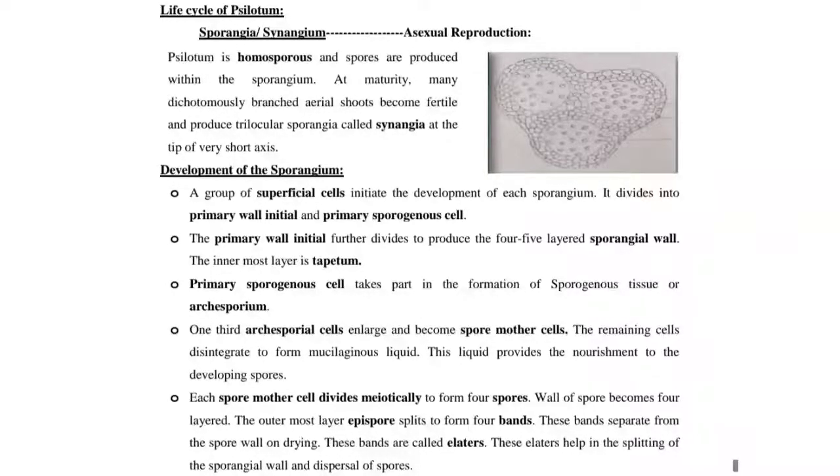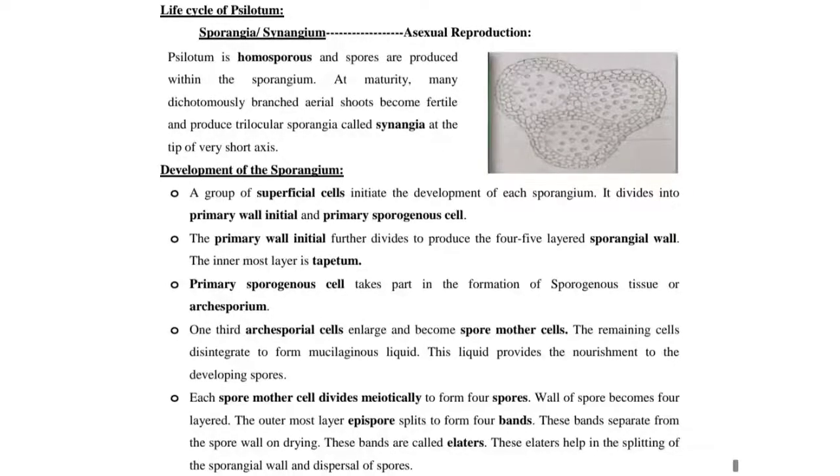A group of superficial cells initiate the development of each sporangium. It divides into a primary wall initial and a primary sporogenous cell. The primary wall initial further divides to produce the 4-5-layered sporangial wall. The innermost layer is the tapetum. The primary sporogenous cell takes part in the formation of sporogenous tissue or archesporium. One third of the archesporial cells enlarge and become spore mother cells. The remaining cells disintegrate to form a mucilaginous liquid. This liquid provides nourishment to the developing spores.